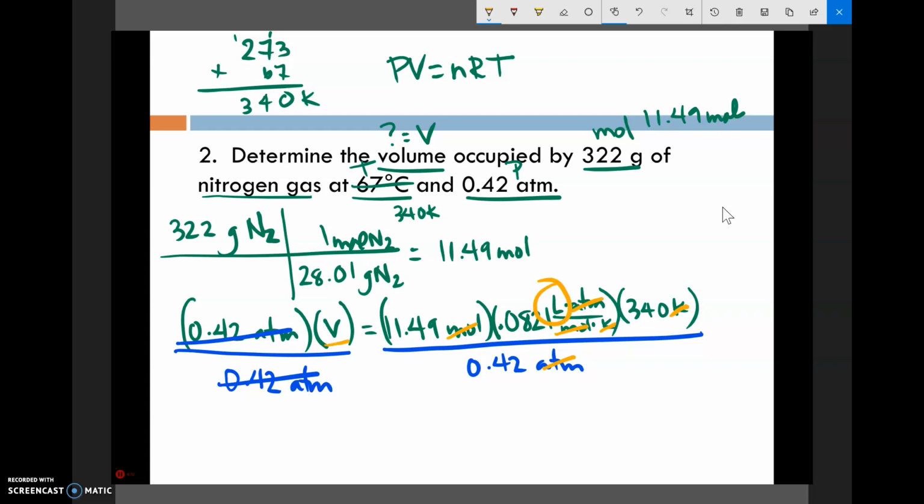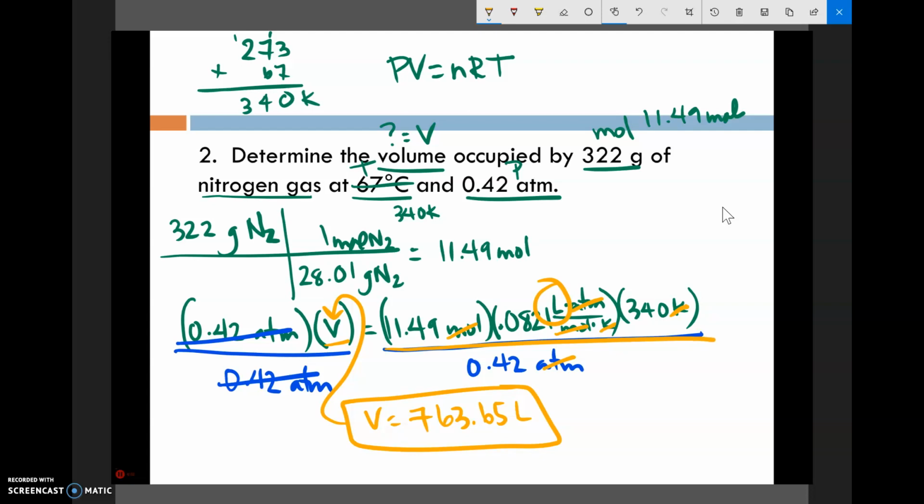So let's do 11.49 times 0.0821 times 340 divided by 0.42, and this is going to give us an answer of 763.65 liters. And once again, if we plug that answer in for V, and multiply it by the pressure, and set that equal to the right side, that should equal the same thing. So that's going to correlate with the answer perfectly.